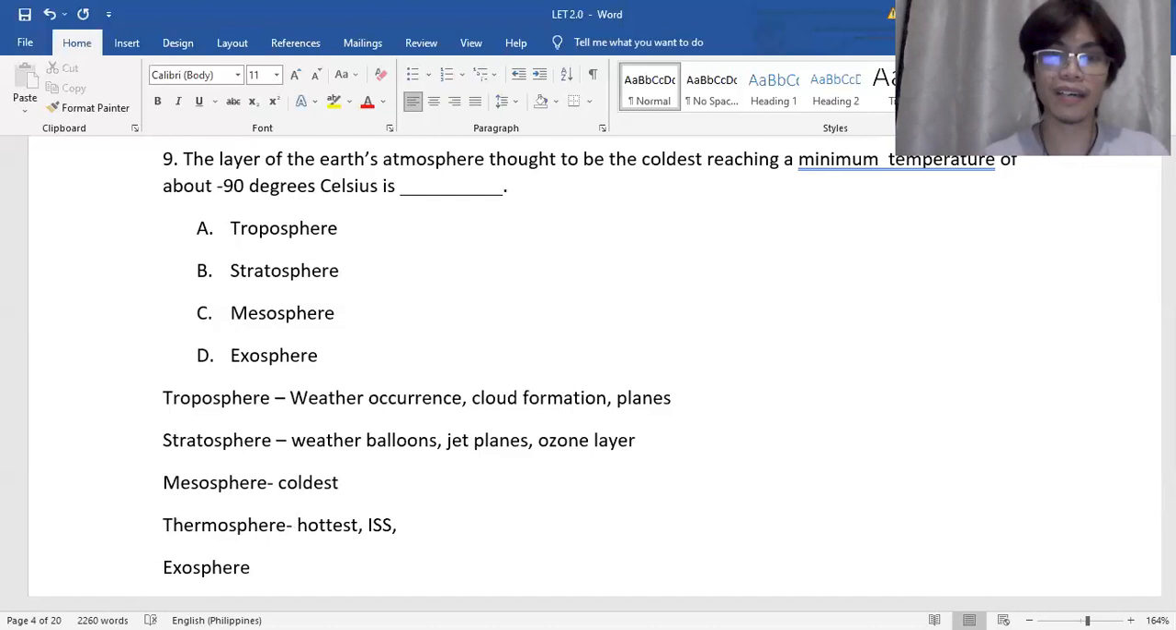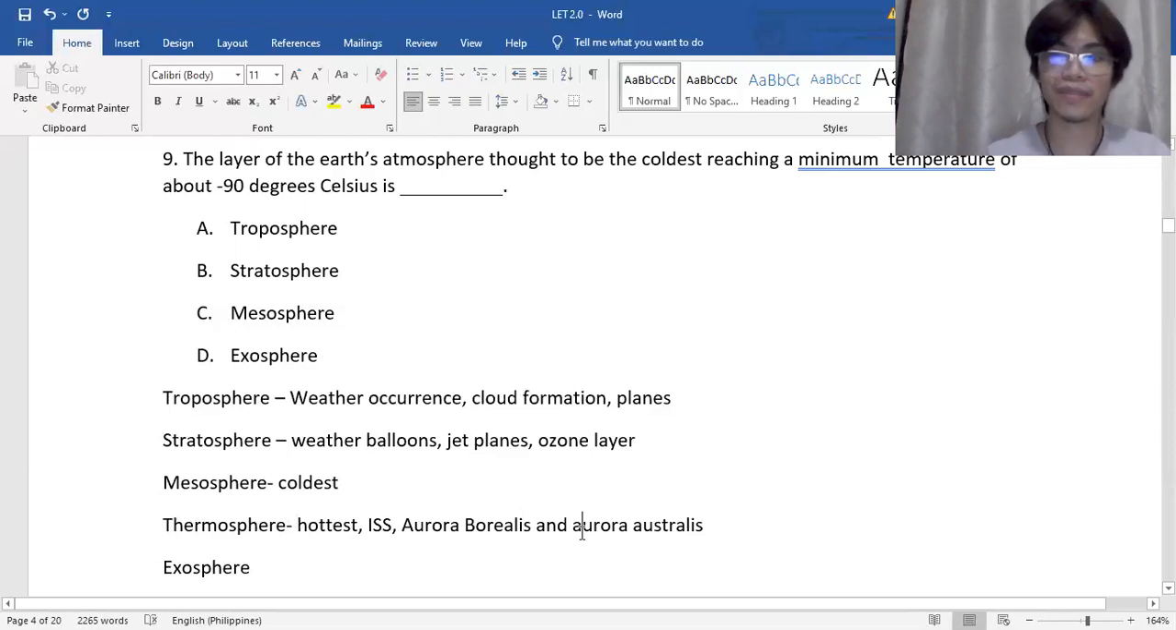And of course, you also have your what? Are you familiar with aurora? Aurora borealis and aurora australis. Okay, let's capitalize those. Or the southern and the northern lights. Aurora borealis is the northern lights, and aurora australis is the southern lights. Borealis referring to the north, australis referring to the south.